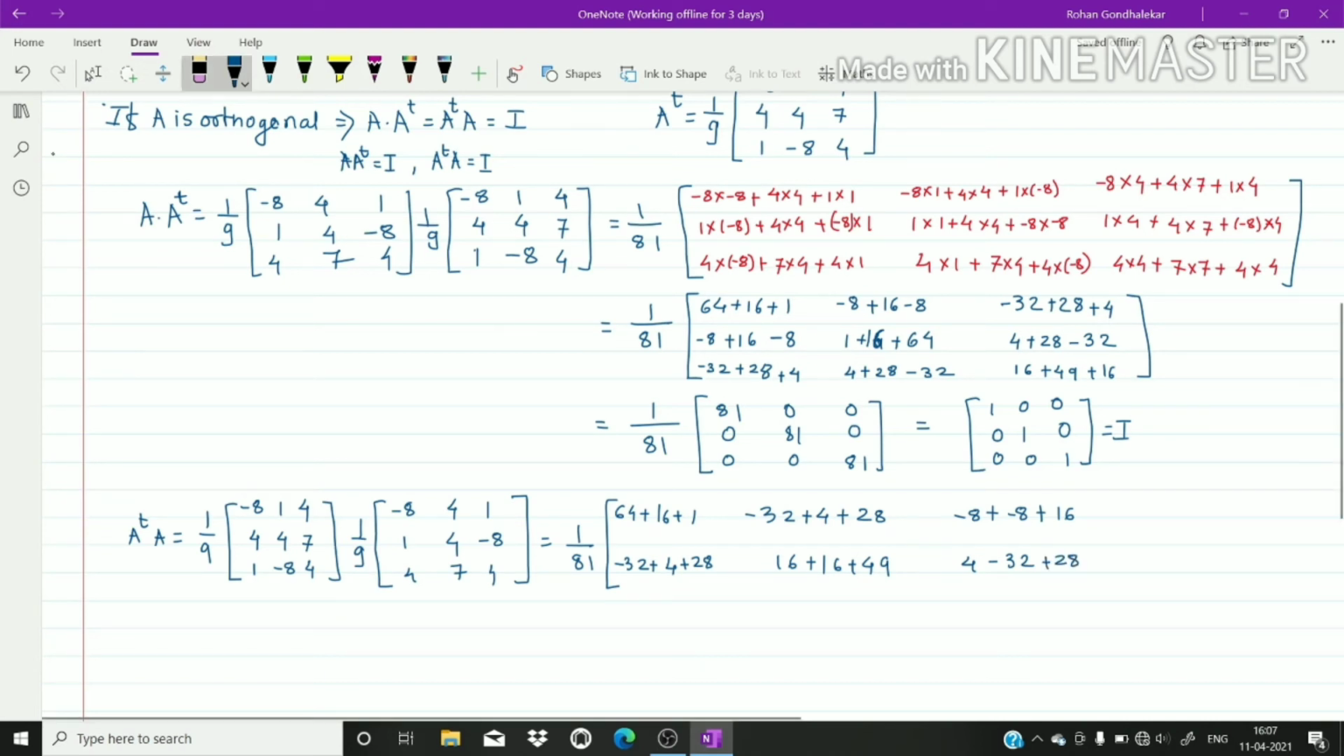Now the last row, 1 into minus 8, minus 8 into 1, 4 into 4. So this gives me minus 8 plus 16. Next, 1 into 4, minus 8 into 4, plus 4 into 7, that is 28. Next, 1 into 1, 1, minus 8 into minus 8 becomes plus 64, plus 16. Again, what I'm getting? Okay, I'll just add it to downside.